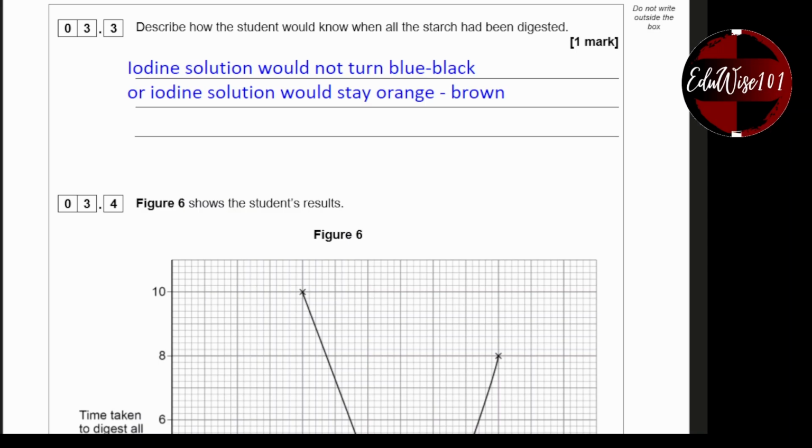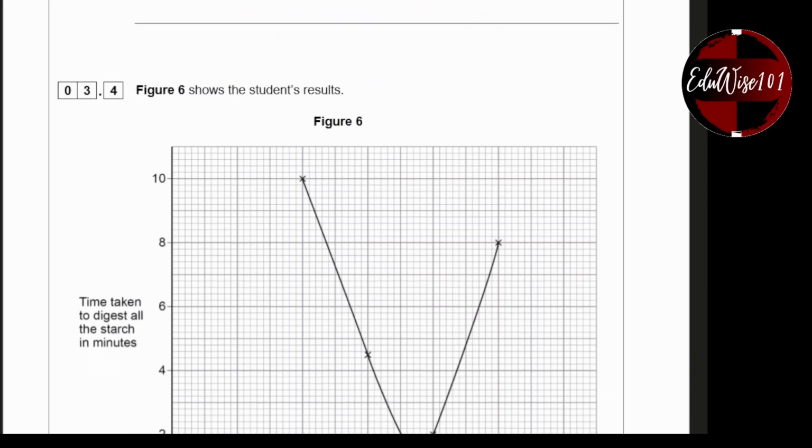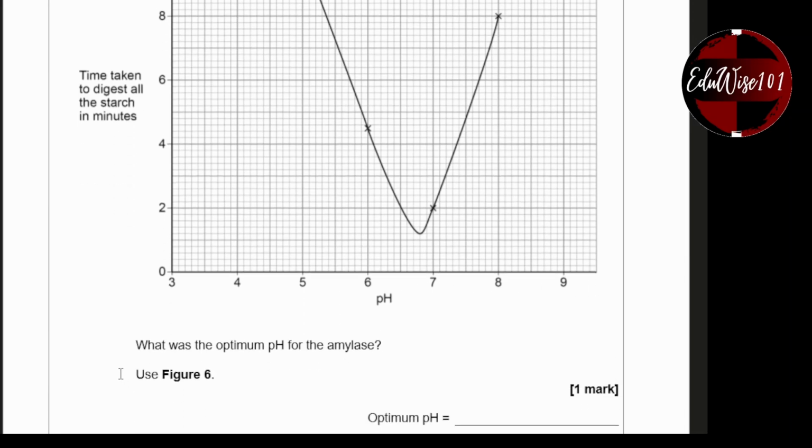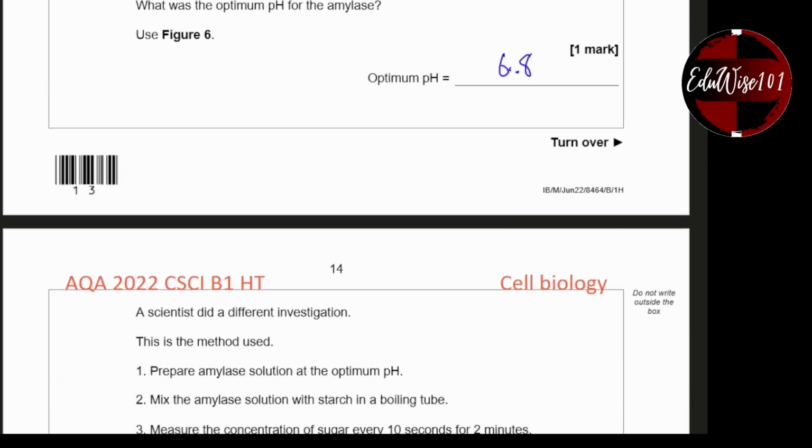3.4. Figure 6 shows the student's results. So, the pH is changing, for pH 5, 6, 7, and 8, and the different times it takes for the starch to be digested. What is the optimum pH? The optimum pH is going to be at this point over here, and that is 6.8, the least time it took for the starch to be digested.